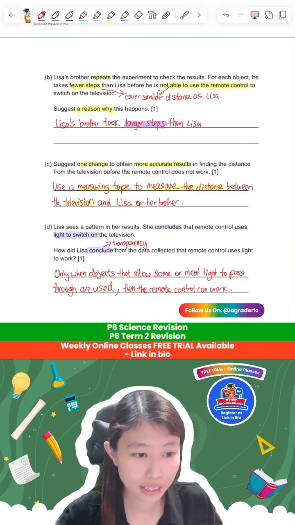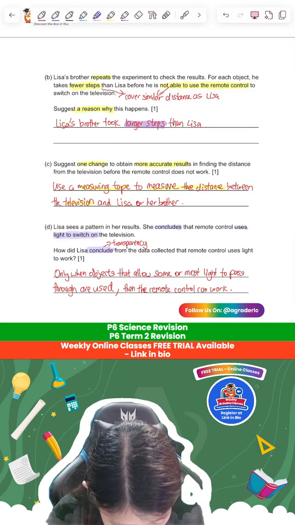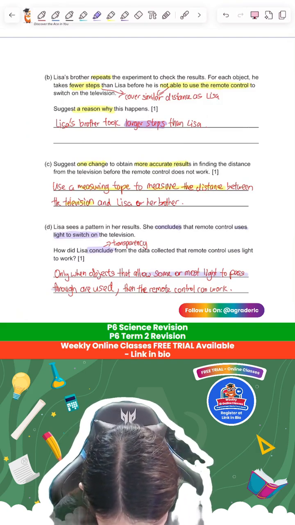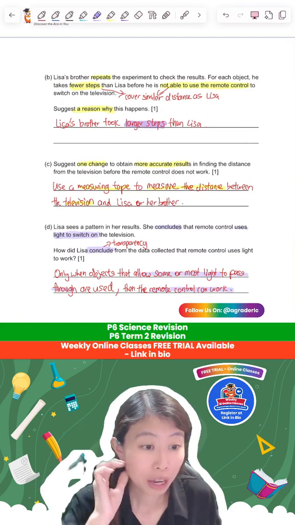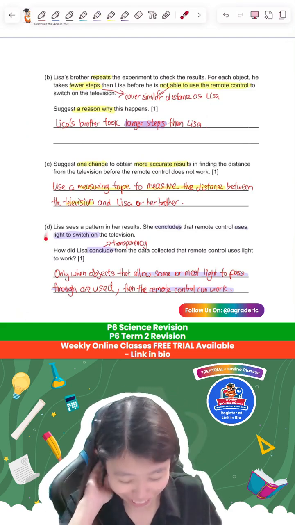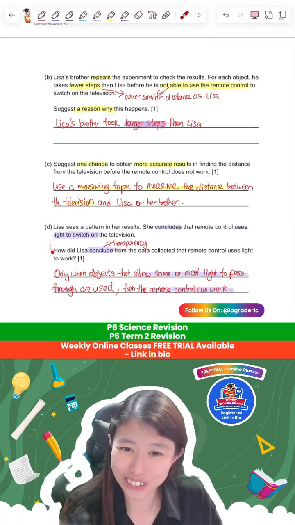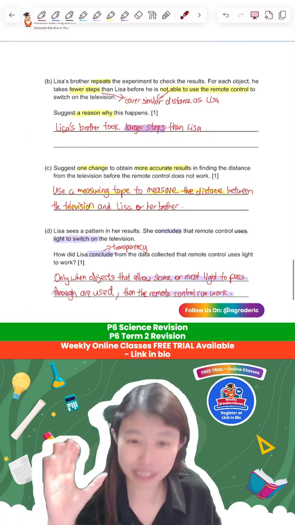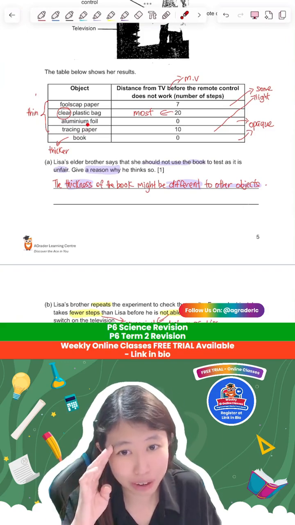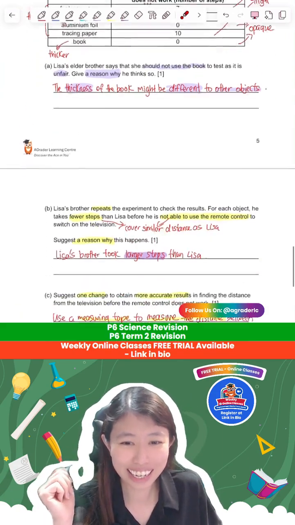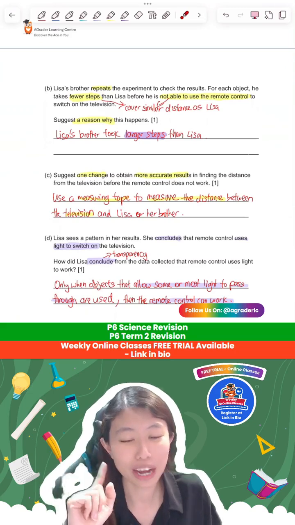Okay, everyone, I'm going to highlight the key things. You must mention that objects that allow some or most light to pass through, then the remote control can work. How is it misleading? They give you a clue here already. They already say she noticed that it requires light to switch on. So all you have to do is remember your P4 topic, look at the objects and think about the transparency. There's nothing misleading about this. They never say that she's wrong. They say that she's correct. How can she conclude it?